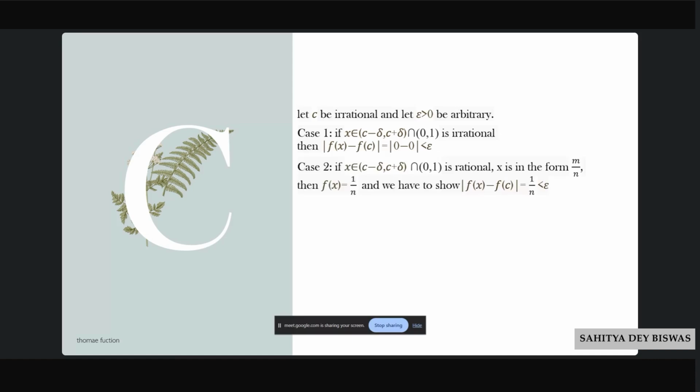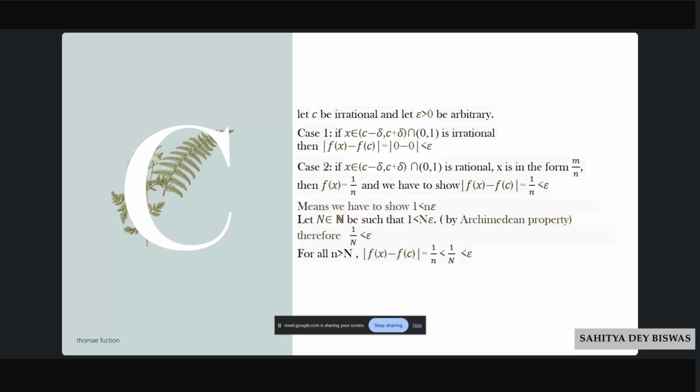Now case 2: if x is in the delta neighborhood of c intersected with the open interval (0, 1), and x is a rational number. Since x is a rational number, x is of the form m by n, and by definition f of x equals 1 by n. Now we have to show that the modulus of f(x) minus f(c), which is equal to 1 by n, is less than epsilon.